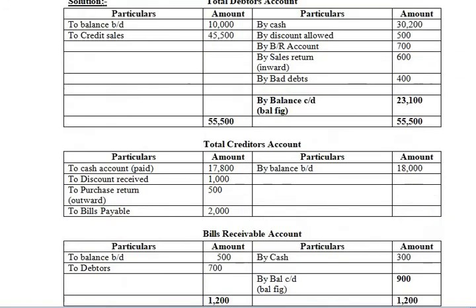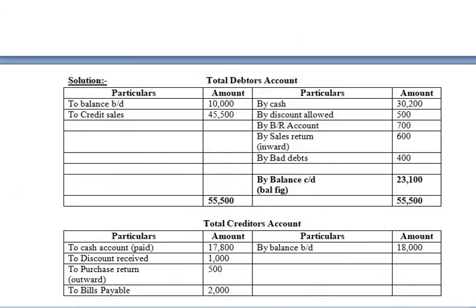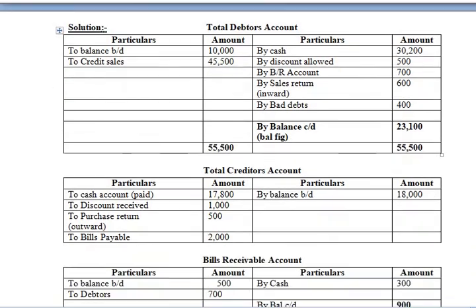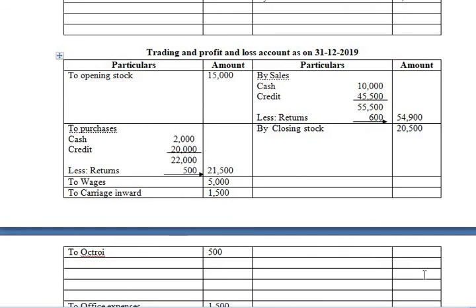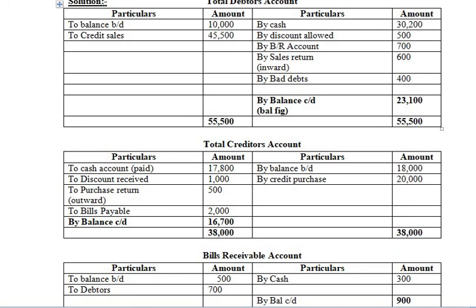So let's close the accounts. Debtors account is already closed and the balance of this has already been taken to the balance sheet. Next, let's close the bills payable account. 1800 plus 2000 is nothing but 3800. So we'll start closing with the accounts.